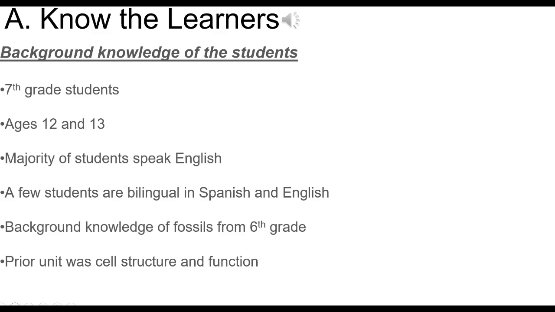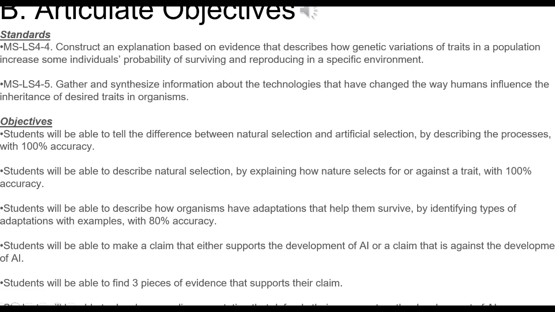Students will also have already learned about cell structure and function, which will help with the understanding of genetic variation. The student objectives are based on the Next Generation Science Standards that the state of Illinois has adopted. Our goal is for students to first learn about natural selection, where they will study how variations affect the survival of species, and then move into artificial selection, where students will gain knowledge about how technologies have impacted inheritance of desired traits.